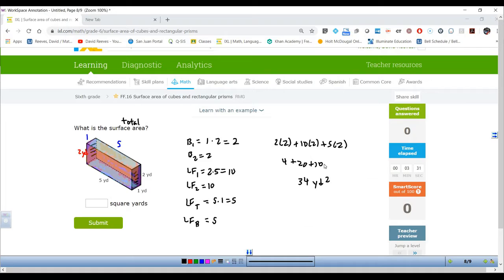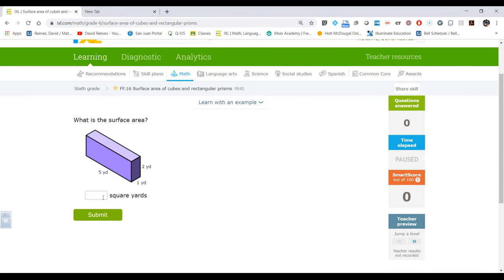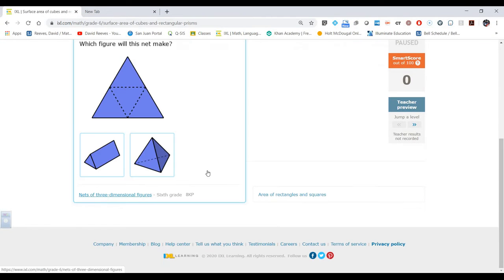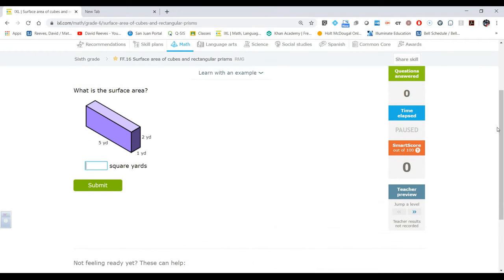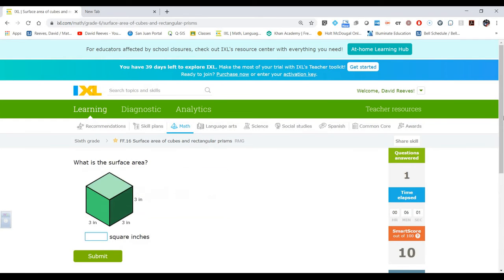So I'm going to go ahead and check my answer. That's the great thing about IXL. One of the great things is it will always let us know if we did it correctly or not. What just happened there? Let's try this again. 34 square yards. All right.